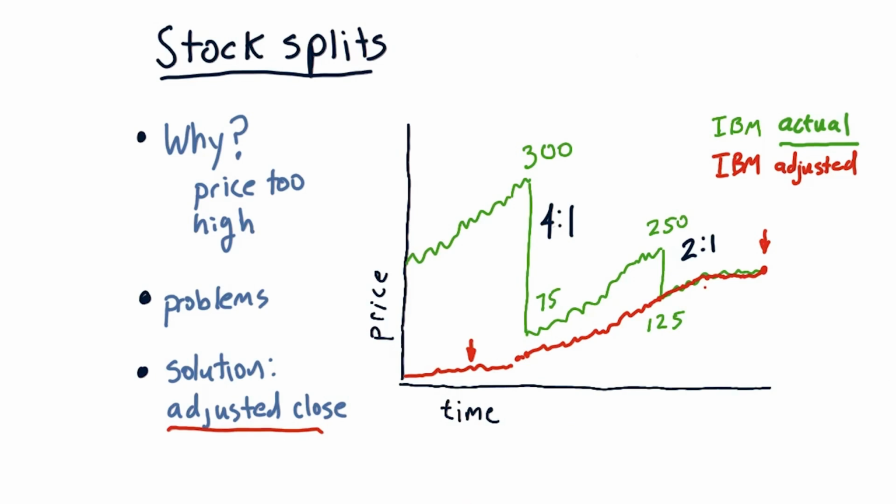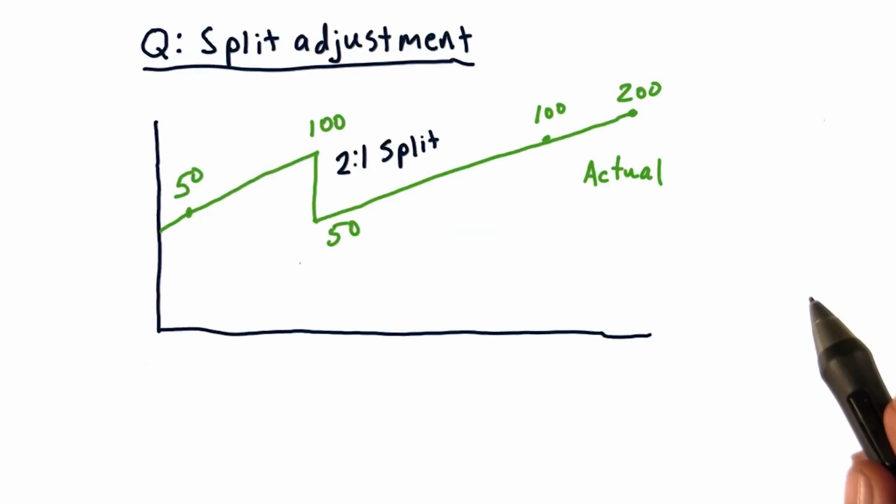Consider this situation. This green line represents the actual price for a stock over time.